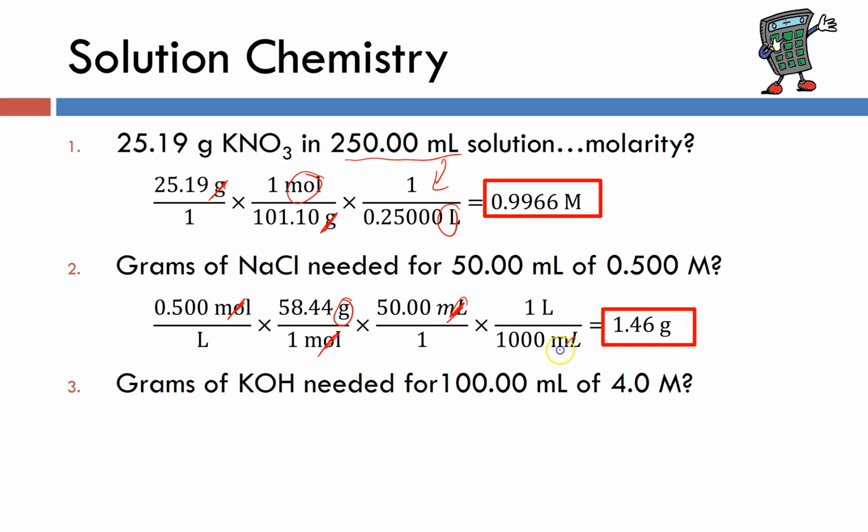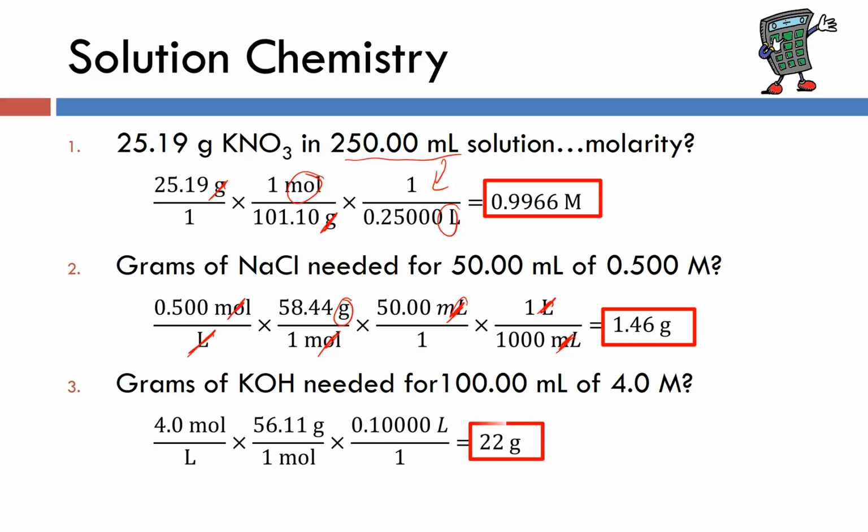50 milliliters. I can use the 1 liter equals 1,000 milliliters conversion to get rid of both the milliliters and the liters, and I'm left with an answer in grams, 1.46 grams. Question 3, very similar to question 2. I've condensed it down again. I've converted directly without showing the work from 100 milliliters into 0.1 liters. But as you probably would imagine, everything cancels out again, and I'm left with a unit of grams, which is what I'm looking for.